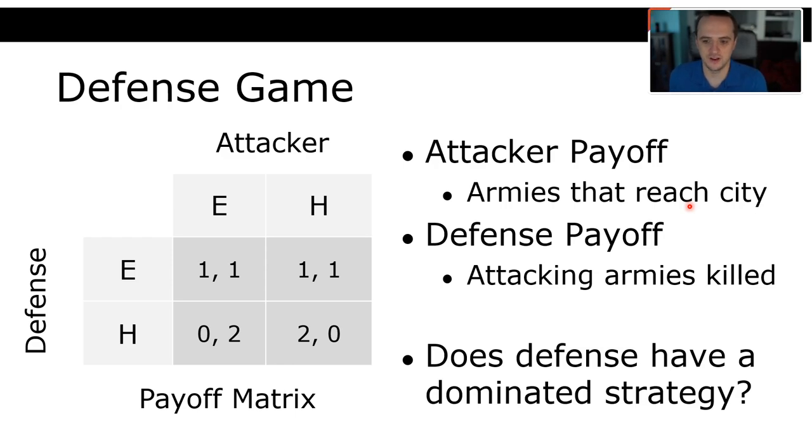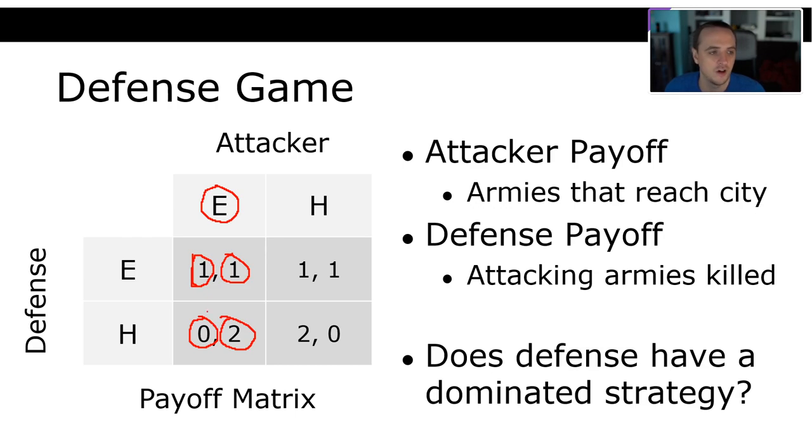So as the defense, does defense have a dominated strategy? That's what we want to learn. So let's do the analysis again. We've done this a number of times, but it never hurts to do more practice. So we look at the attacker's choice. If the attacker chooses the easy path, if we choose the easy path, then they're going to arrive at the city with two armies, and we're going to kill one of them. So easy is going to kill one of the armies, and the enemy is going to end up with one army, because it came here with two, and it lost one to the defense. But if the attacker chose easy, and we chose to defend hard, then we would kill no armies, and they would get into our city with two armies.